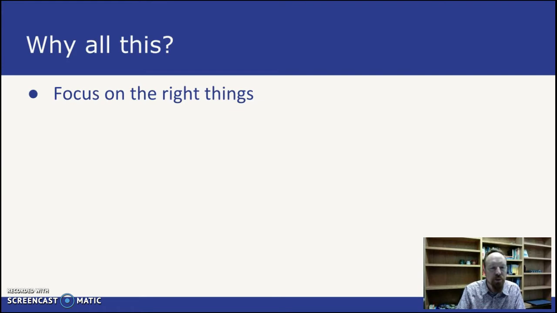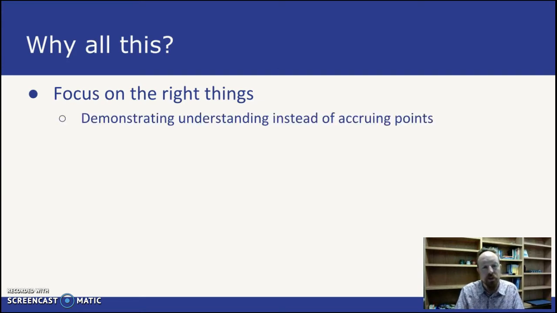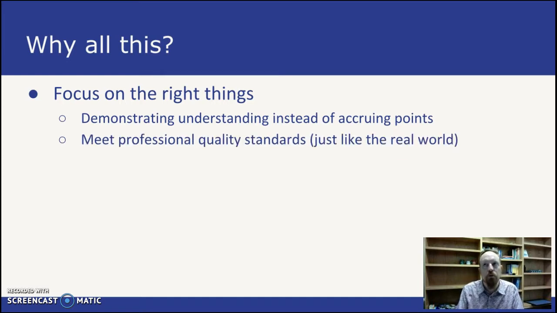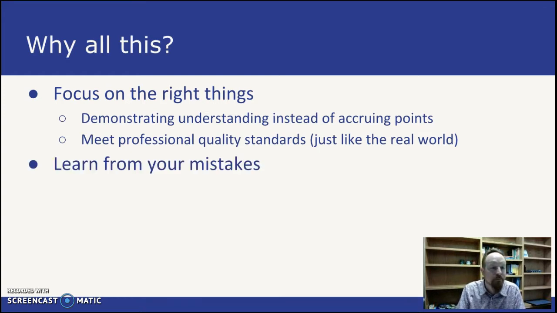The first big reason is that it helps you focus on the right things. It helps you to focus on demonstrating your understanding of key statistic concepts rather than just thinking, "I need 20 points on this thing." It also helps to get you in the habit of meeting professional quality standards. One big reason that I like this grading system is that it's a lot more like the real world. There's no such thing as partial credit on a work assignment. Either your work meets professional quality standards or it doesn't. And this grading system is set up much more that way.